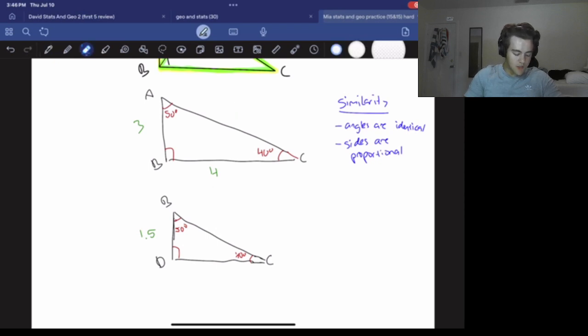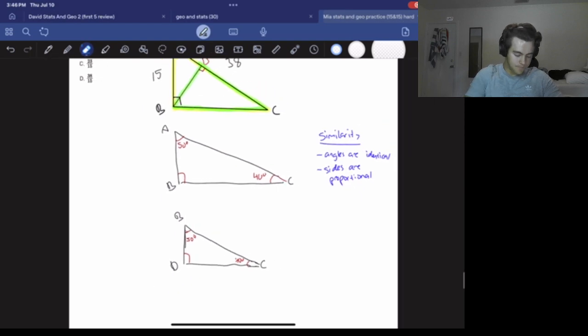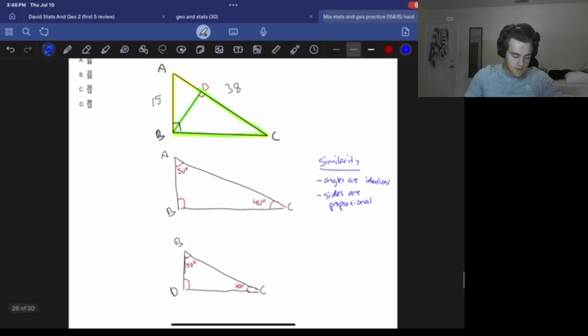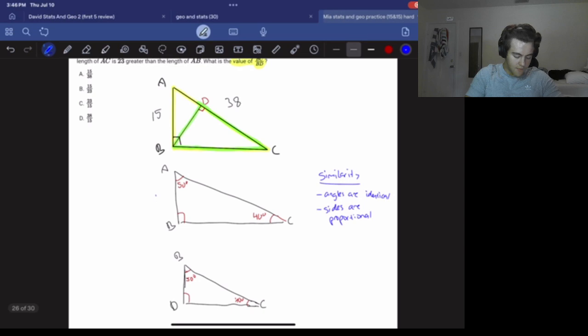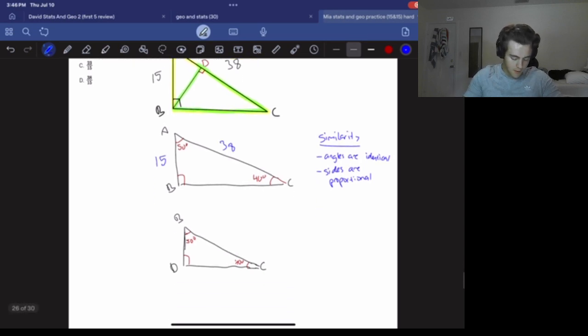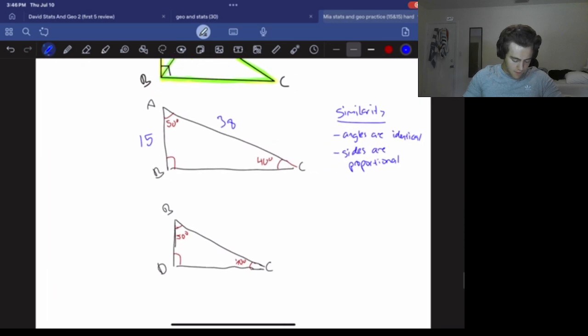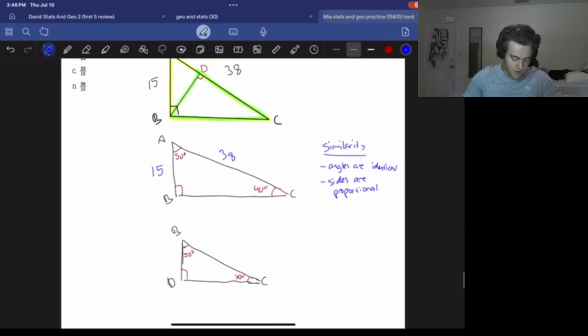Now that we've established that these two triangles are similar, let's fill in the sides that we actually know. They gave us AB is 15, so I'm going to rewrite 15 here. They gave us AC is 38, so I'm going to rewrite 38 here. Do they give us anything from this triangle? No, we don't know any side. We could potentially find BC using the Pythagorean theorem, but we won't need to.